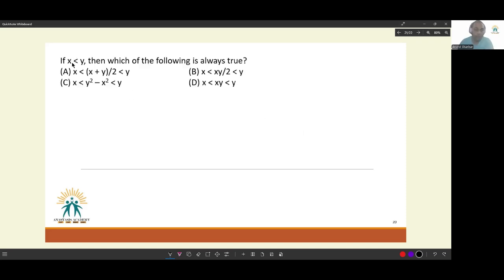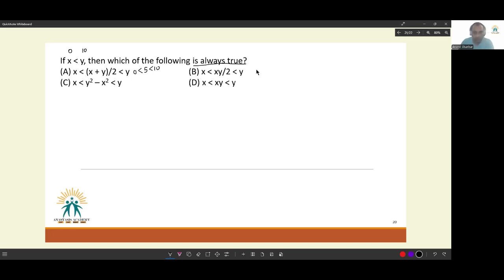Last question. If x is less than y, then which of the following is always true? Now, you can do good number fitting to arrive at your answer. Let me do good number fitting. See, if I take x as 0 and y as 10, the first option will be 0 is less than 5 is less than 10. This holds. That does not mean this is the answer. That means I cannot reject it right now.